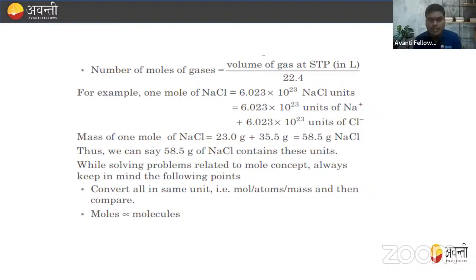How? The number of moles of a gas is equal to the volume of the gas at STP in liters divided by 22.4. Always remember this is 22.4, and it is in liters. For example, if you want to calculate 1 mole of NaCl, then 1 mole of NaCl means 6.023 into 10 raised to the power 23 NaCl units.